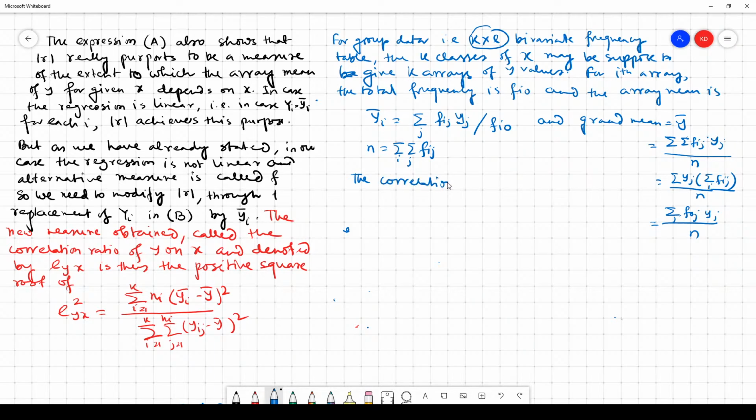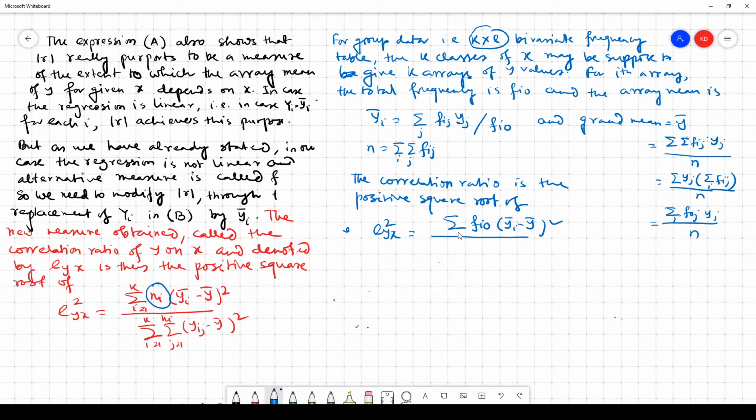correlation ratio is the positive square root of e yx whole square, which is equal to, because here instead of ni it should be fi naught, into yi bar minus y bar whole square divided by the total variation, that should be f naught j into yj minus y bar whole square.